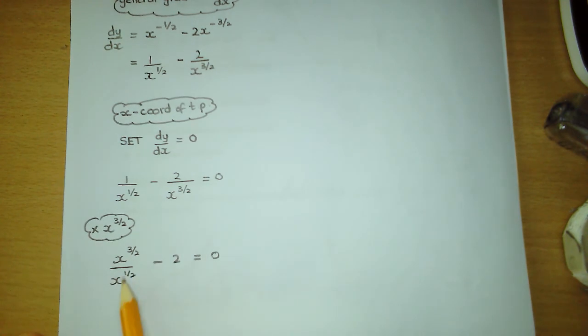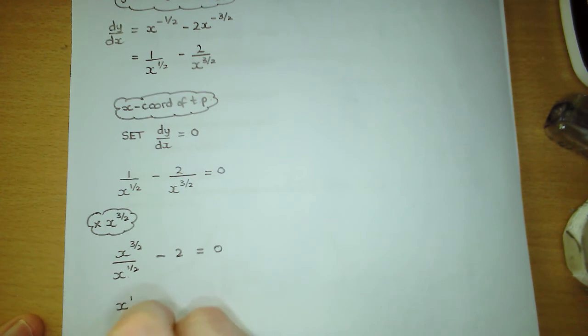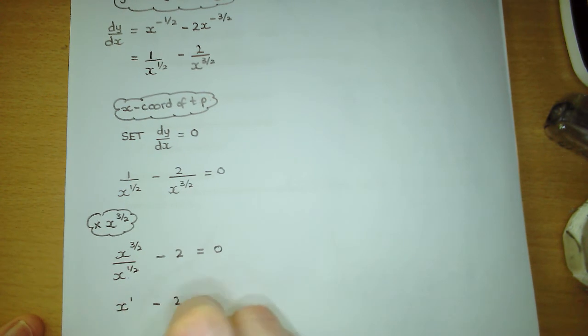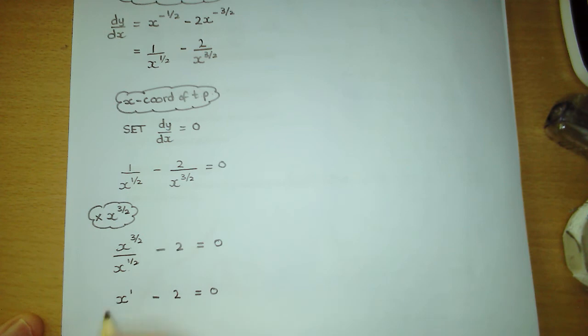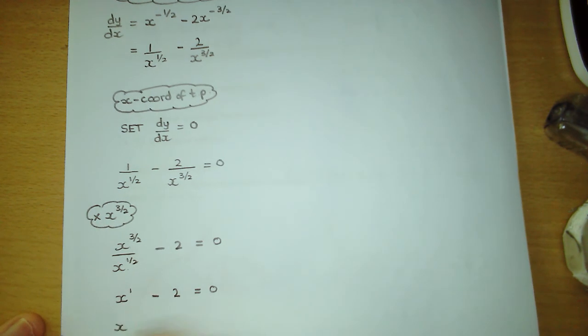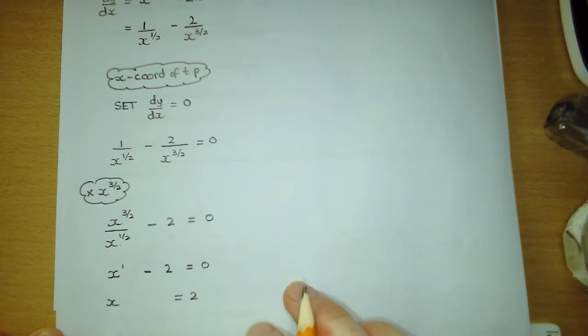So it's getting a little bit better. We can then use indices rules to tidy this up. So that's x to the power 3 over 2 divided by x to the power of a half. So we subtract the powers. So 3 over 2 minus 1 over 2 is just going to give us 1. So we're now going to be left with just x to the power of 1, or just x, minus 2 equals 0. So tidy that up then. So we're just going to have x is equal to 2. So we've just worked out the x coordinate of the turning point.